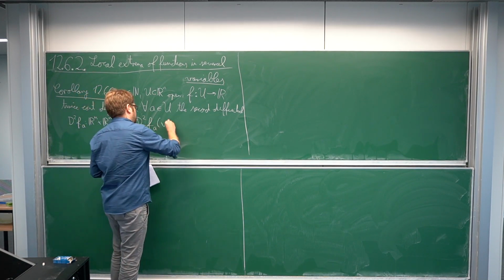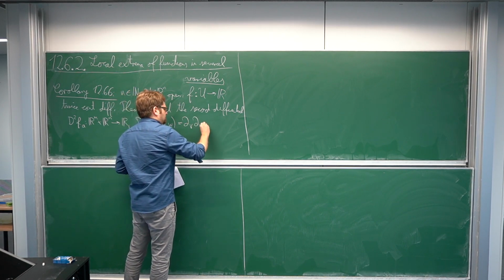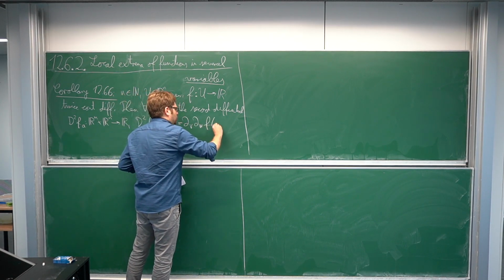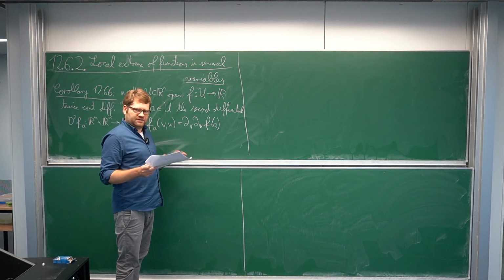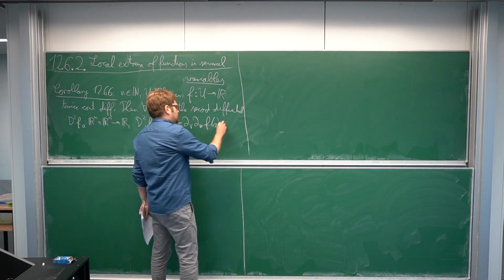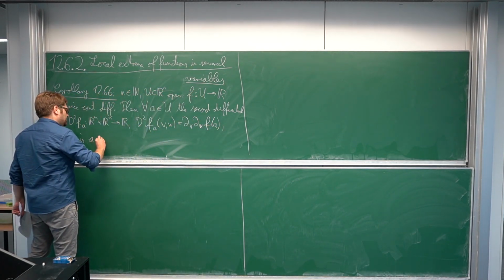D²f_A of (v,w) is the directional derivative ∂_v, then ∂_w of f in the point A, where I'm again using the convention that derivation by the zero vector is just zero. Okay, this map here is a symmetric bilinear form.